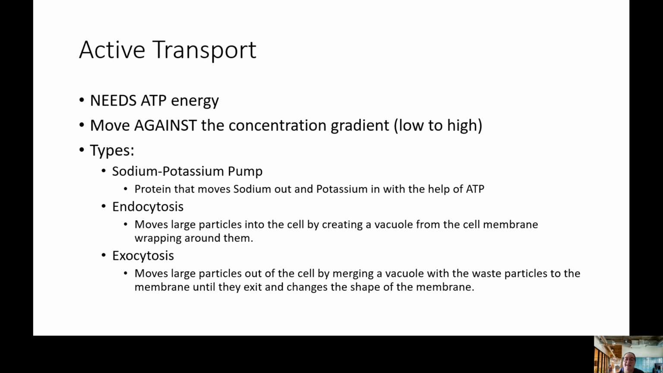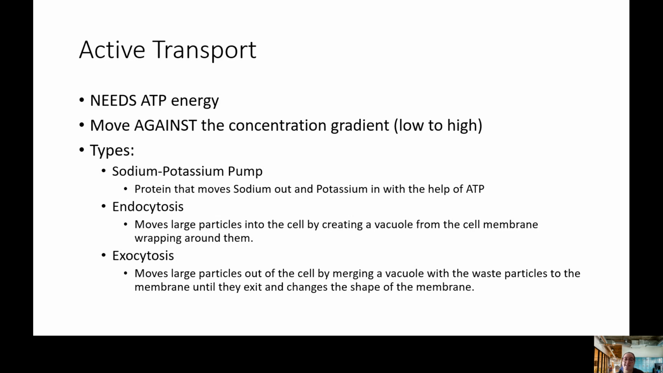Active transport is the last part. Active transport does need ATP. Active transport is going to move against the concentration gradient. So we're going to go from low concentration to high. We're moving up that slide. So we're going to require energy to do so. The three types of active transport we talked about were sodium-potassium pump, endocytosis, and exocytosis.